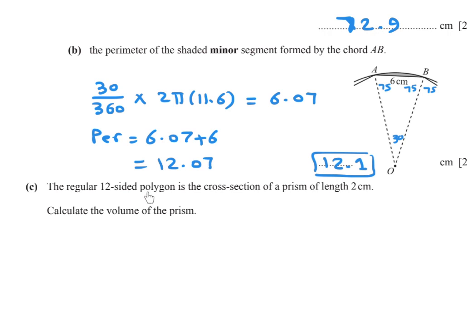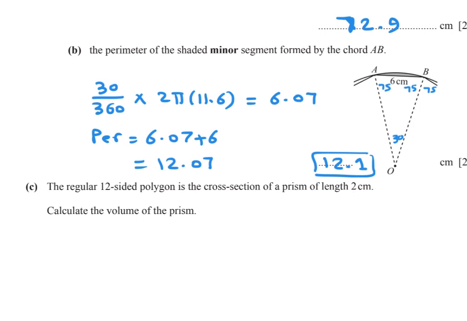The regular 12-sided polygon is the cross-section of a prism of length 2 cm. Calculate the volume of the prism. The volume of the prism equals the area of the cross-section multiplied by the length. The cross-section contains 12 triangles. So find the area of one triangle, then multiply by 12. Then after you find the area of the cross-section, multiply by 2.